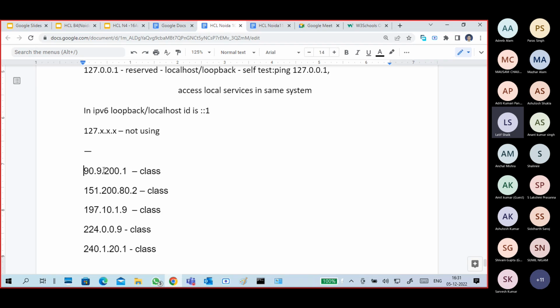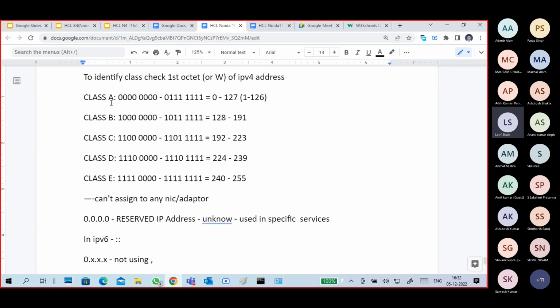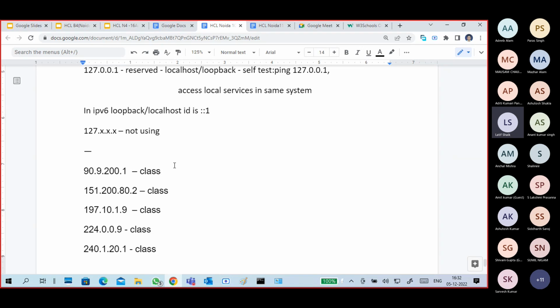Okay, so 90.9.200.1. Which class is it? Anyone guess? So class A. Class A, very good. See the first octet only. Don't mind about the remaining octets. Only the first octet. 90 is in the range of this one. Okay, it is a class A.